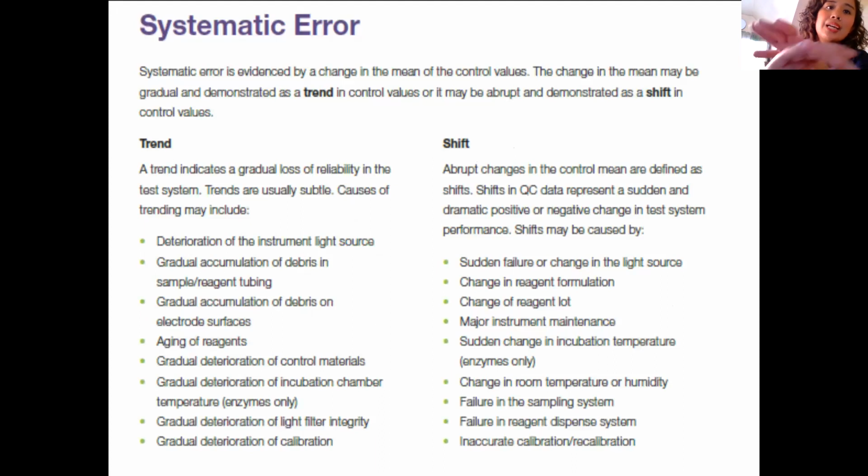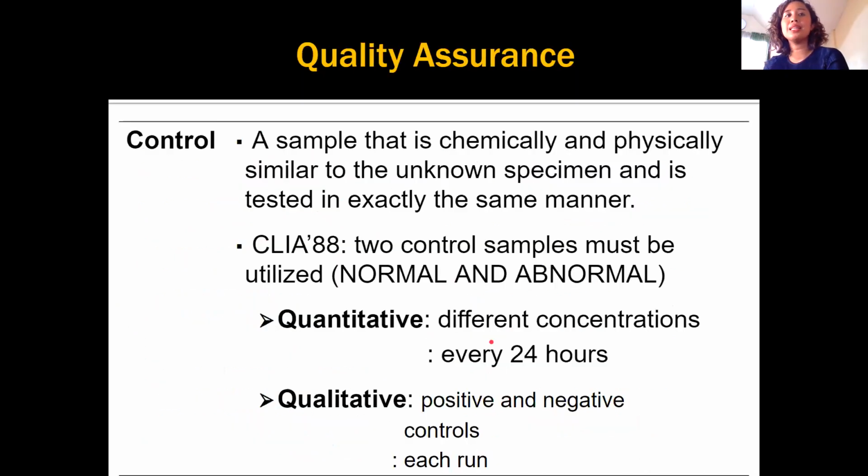So when we say trends, yan, pakibasa na lang. Yan. So a gradual loss of reliability of the test system. Shift, abrupt changes in the control mean are defined as shifts. Shift in QC data present a sudden and dramatic positive and negative change. Yan. So please go over yung mga sources ng trends at shift.